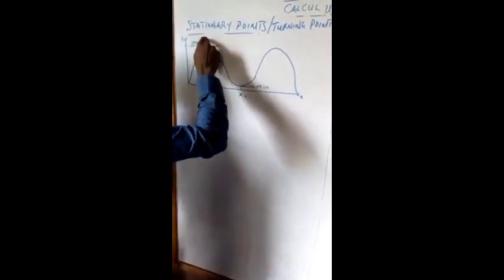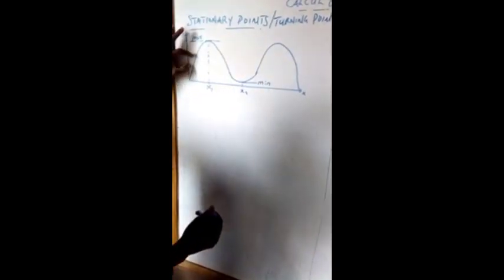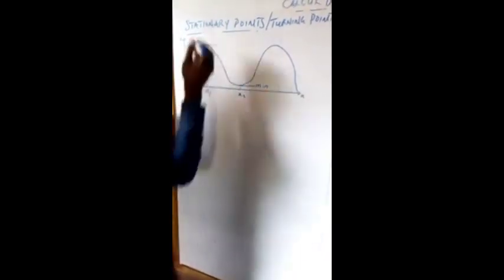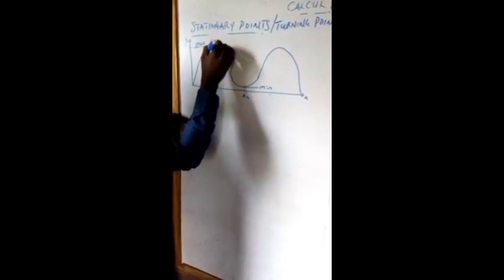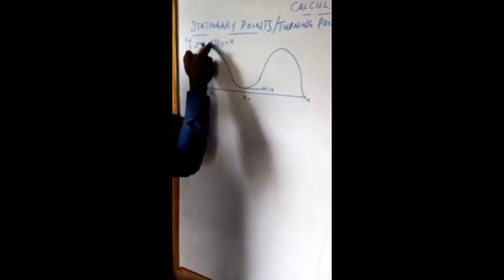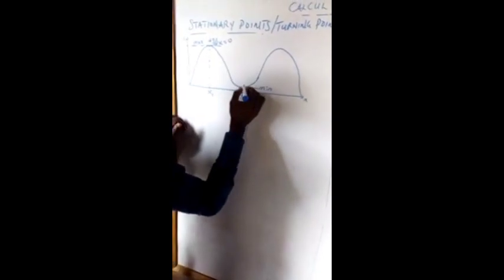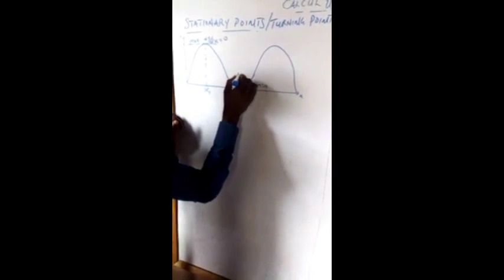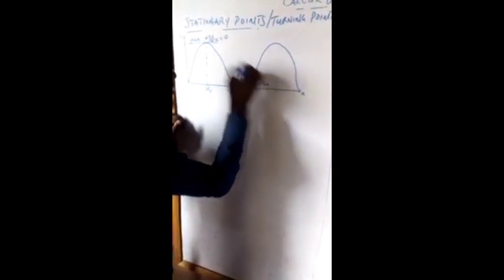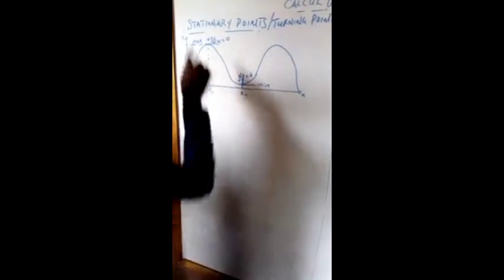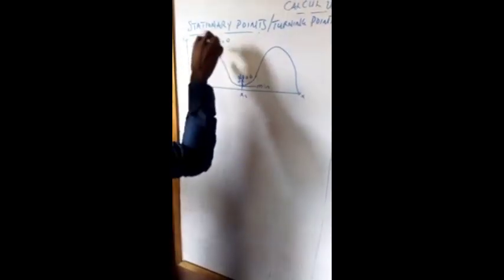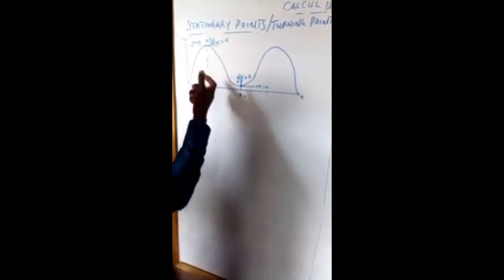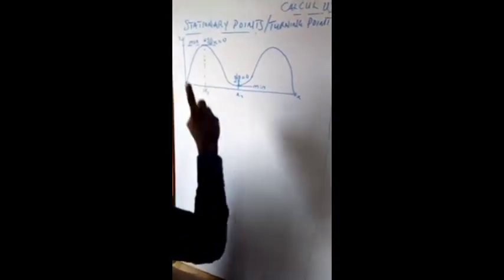At this maximum point, the differentiation, dy/dx, of the curve is going to be 0. The same thing is experienced at this minimum point. As it moves here, the dy/dx at this minimum point is going to be 0 also. That is why they call it the stationary point, because at this point there is no movement for the differentiation. There is no movement for the slope and no movement for the gradient. That is why we call it the stationary point.